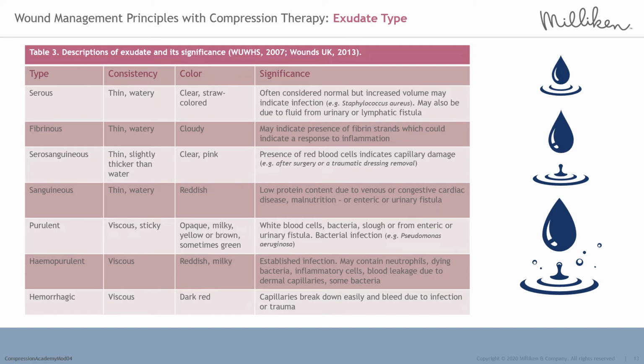Exudate type descriptors have also been published. These include consistency, colour and clinical significance. When selecting dressing materials, it is important to ensure that the consistency of wound exudates can be effectively managed, as some dressing materials are unable to absorb more viscous types of exudate.